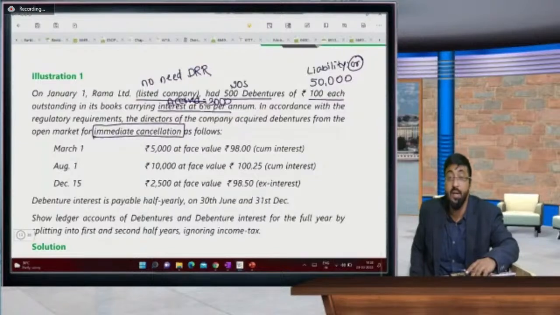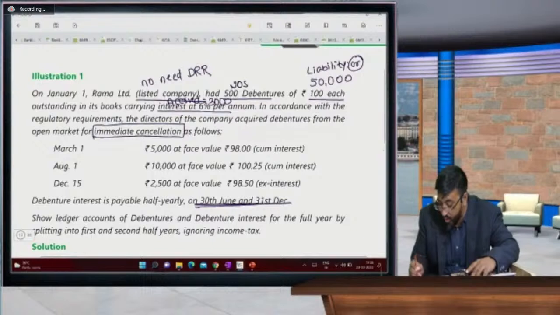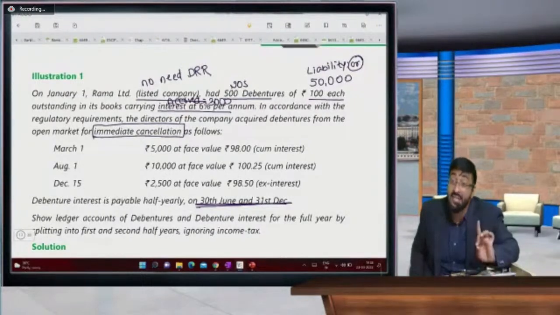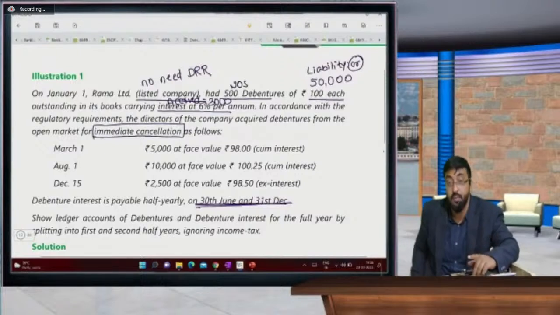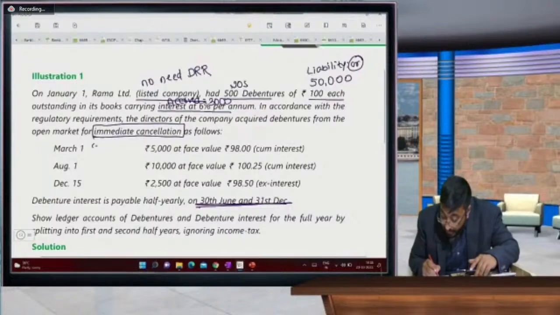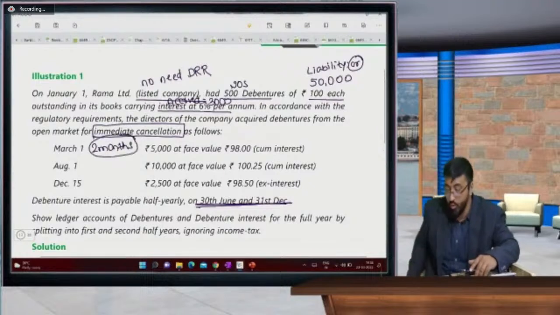See, immediate cancellation. Now, when they are paying interest, by experience I can tell you, they pay interest on 30th June and 31st December. So when they paid the last interest, on 31st December, then March 1, they are going to pay the interest of 2 months. Which 2 months, beta?